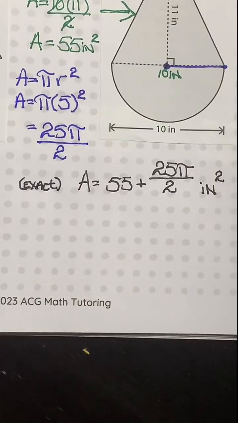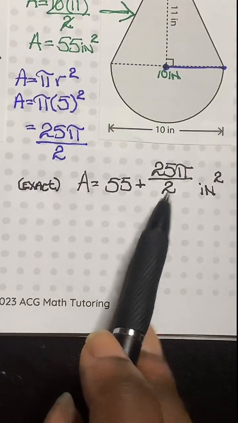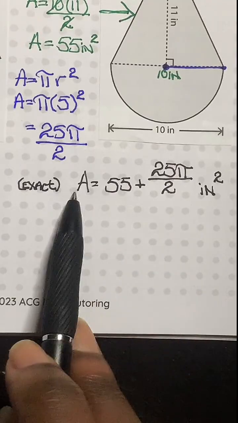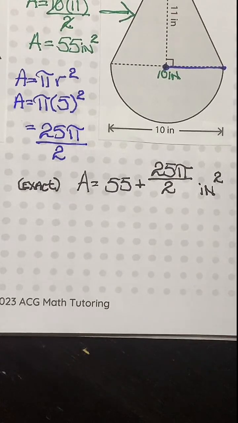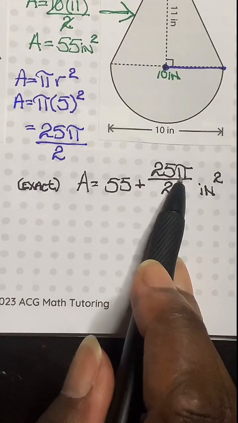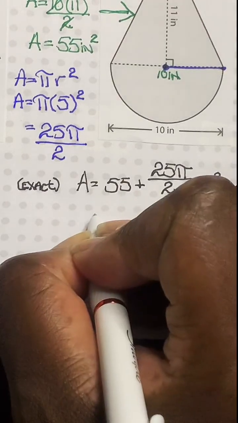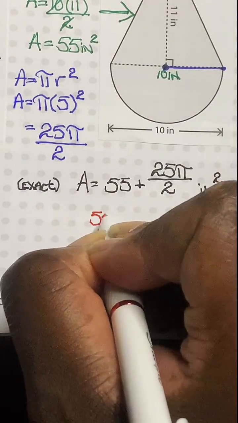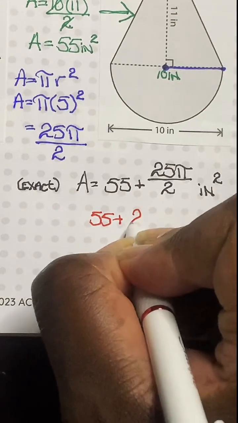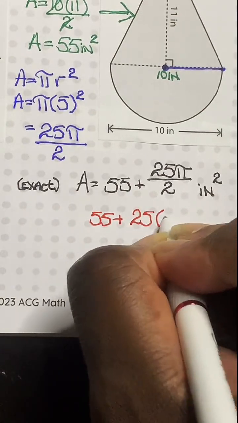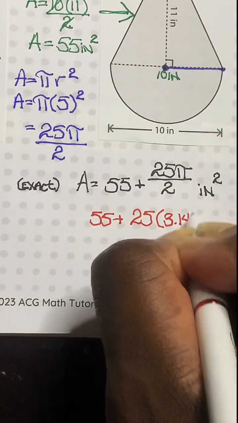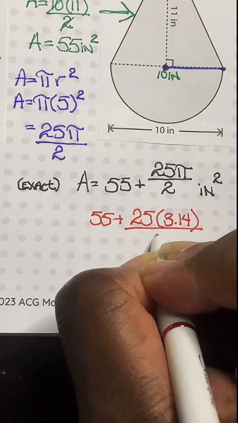And I know for ASVAB, you're probably going to see more of this, the exact form, because you can't use a calculator for the test, unless they say give us in 3.14. Then, let me show you that. So if we're doing it in 3.14, that means we're going to have our 55 plus 25 times 3.14 divided by 2.